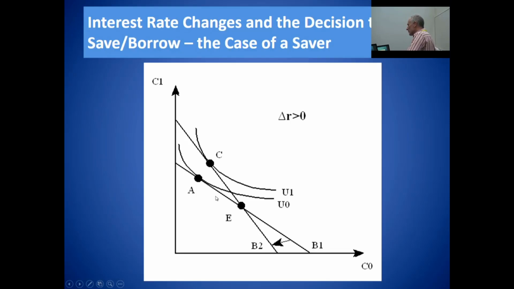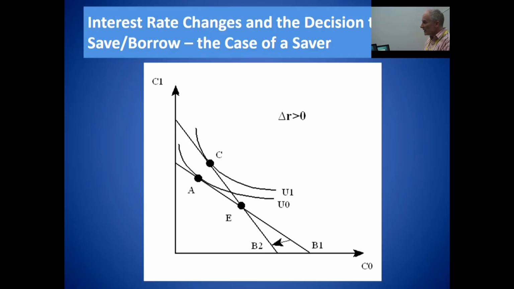That B1 is the initial intertemporal budget constraint. Point E is our initial endowment. So given the initial budget constraint, where does the consumer wish to be? Well, the consumer wants to be on his highest possible indifference curve, subject to that budget constraint. And that highest possible indifference curve is indifference curve U0. And that just touches our budget constraint B1 at point A.